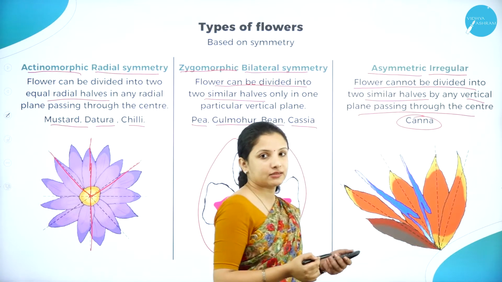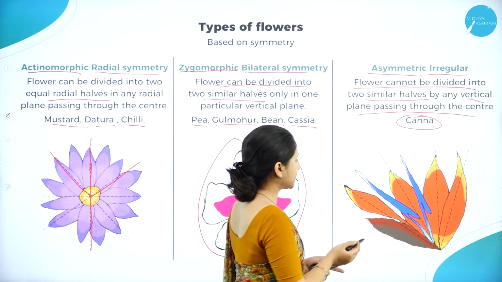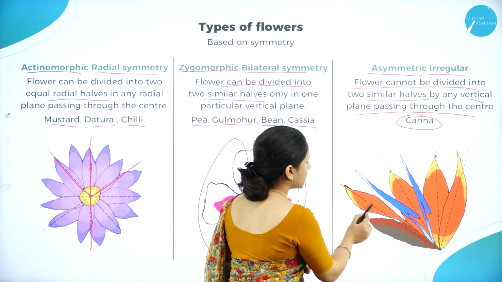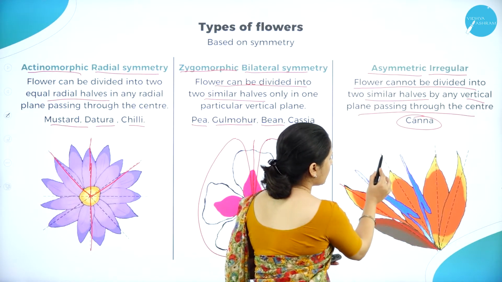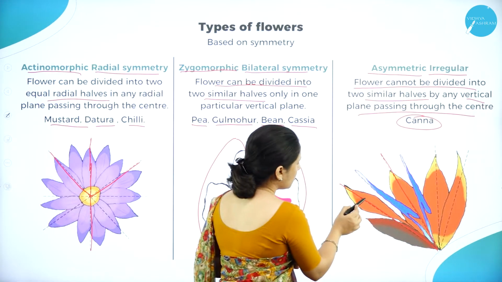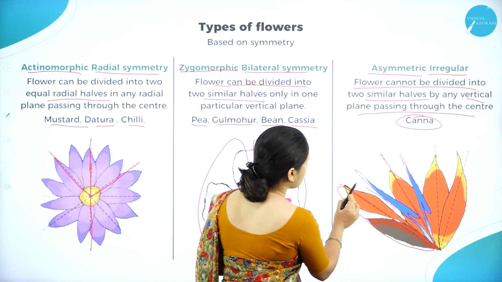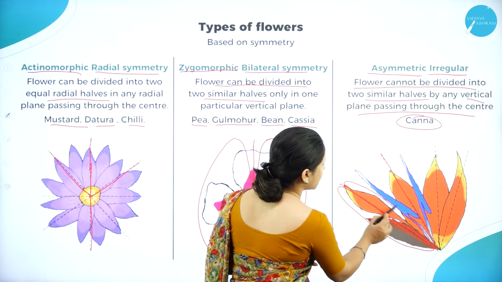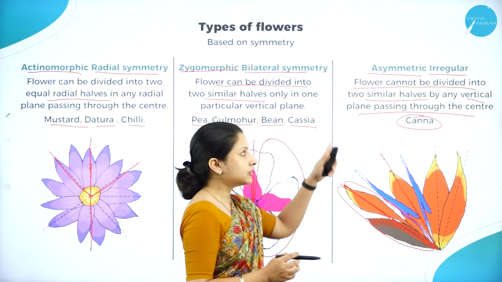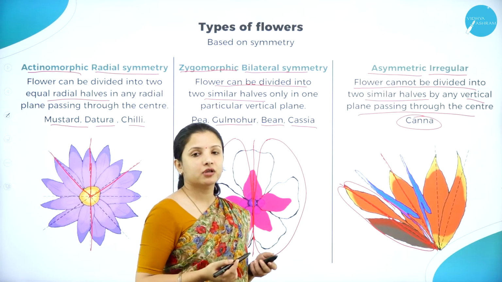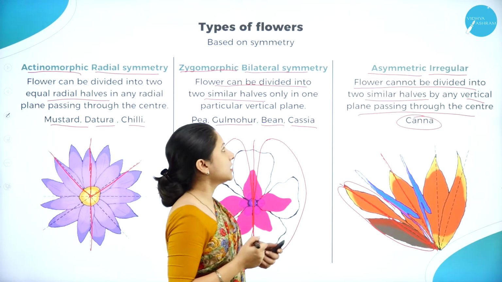Here I have taken the example of bird of paradise, wherein you can see if I draw a vertical line here, any number of vertical lines, one half of the flower is not at all resembling or looking similar like the other half, right? So that is why it is asymmetrical or it is irregular in nature.